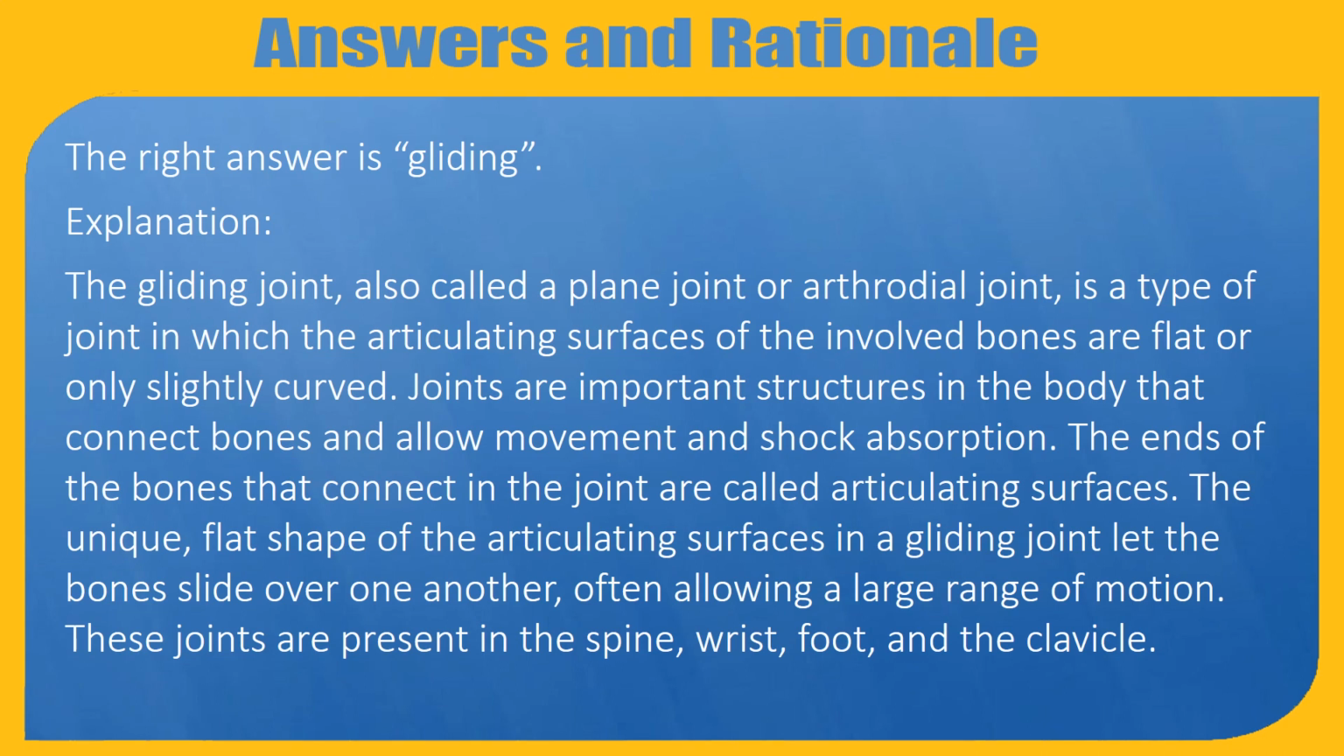Explanation: the gliding joint, also called a plane joint or arthrodial joint, is a type of joint in which the articulating surfaces of the involved bones are flat or only slightly curved. Joints are important structures in the body that connect bones and allow movement and shock absorption. The ends of the bones that connect in the joint are called articulating surfaces. The unique, flat shape of the articulating surfaces in a gliding joint let the bones slide over one another, often allowing a large range of motion. These joints are present in the spine, wrist, foot, and the clavicle.